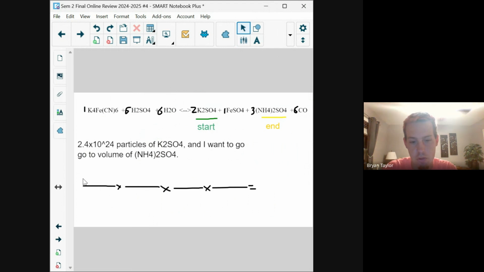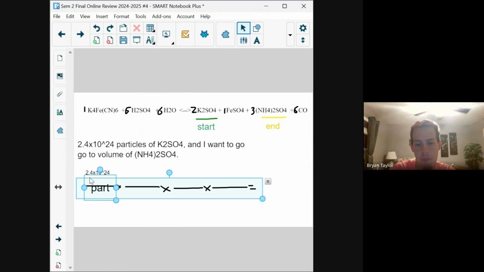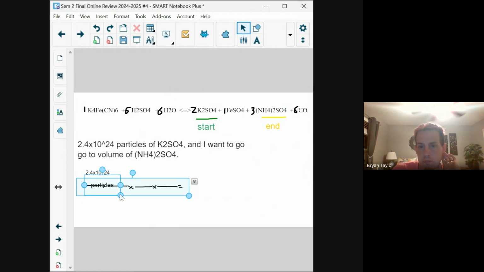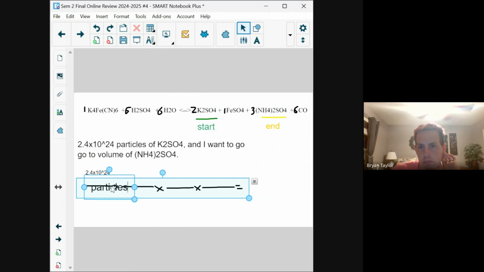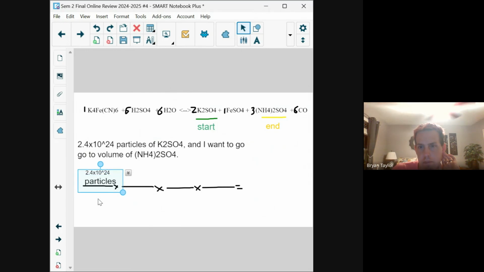The first thing, 2.4 times 10 to the 24th. Okay, that's particles. This is always a 1, and we're ready to start. Okay, this is our given. This is where we're starting. Before we start the steps, are there any questions so far?